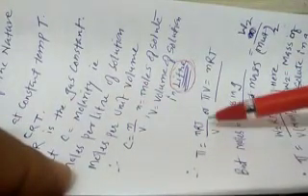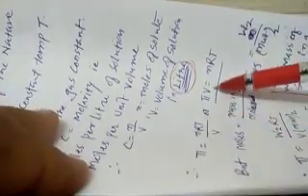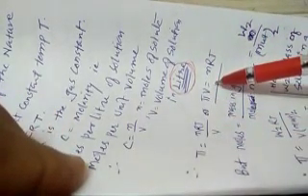Now pi is equal to nRT upon V. By putting C is equal to n upon V, in place of C we will write n upon V. So we will get pi is equal to n upon V RT. Or if we take V this side, we will get pi V is equal to nRT, which is very similar to the ideal gas equation PV is equal to nRT.